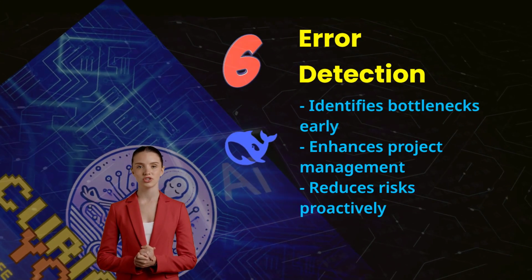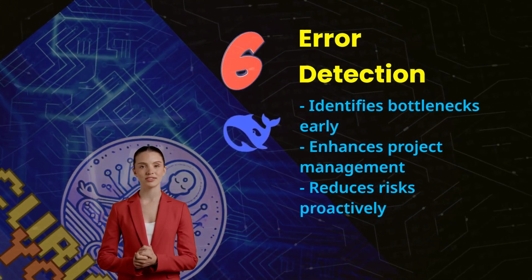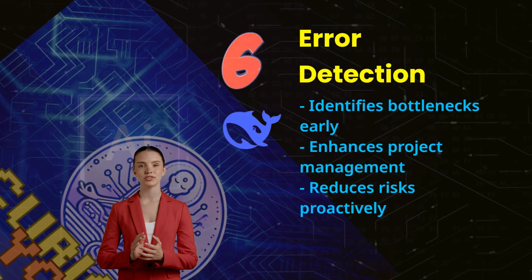Number 6. Error detection and correction. Its ability to identify bottlenecks and errors proactively enhances project management and reduces risks.